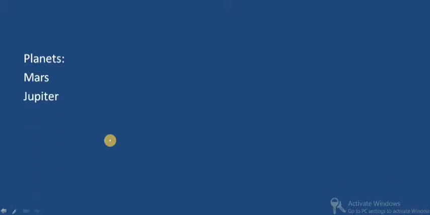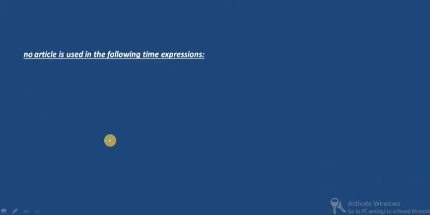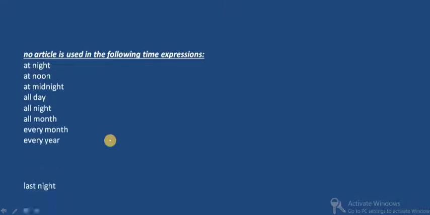Then planets Mars, Jupiter, Saturn are used without articles. So there are some certain time expressions where also the use of article is avoided. At night, at noon, do not say at the night. So these many examples are there. Please try to avoid articles if you are getting these in your writing or using these in speaking.